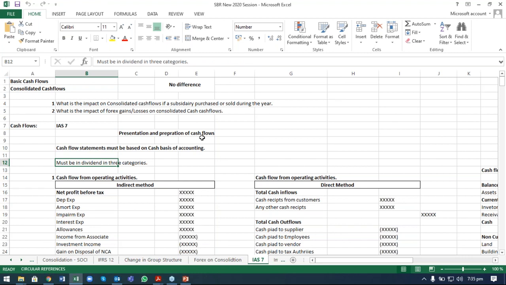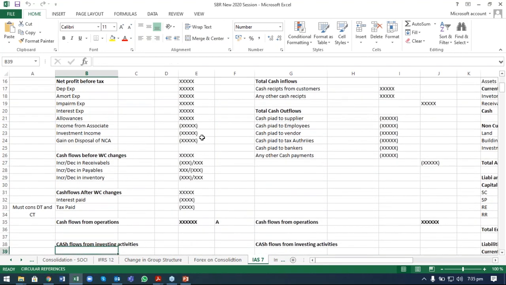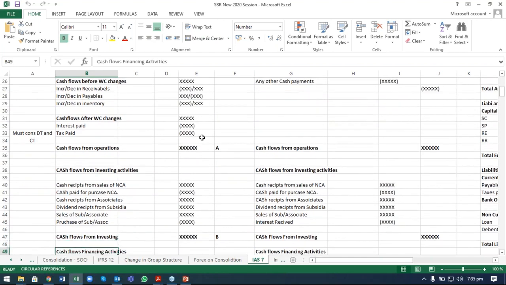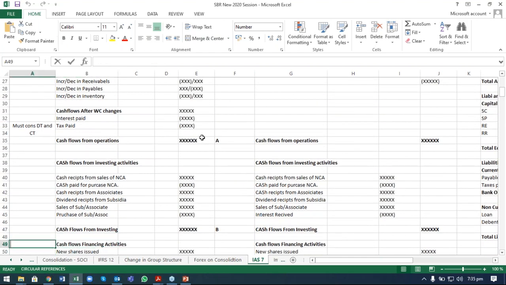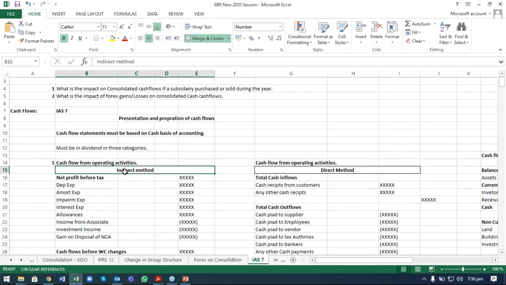There are 3 main sections provided by IAS 7. Those are cash flows from operating activities, cash flows from investing activities, and cash flows from financing activities. So these are the 3 main sections of your cash flows. Those were explained by IAS 7, how these 3 sections should be accounted for. We'll be looking into the details of these sections, but right now what I'm going to tell you is that there are 2 basic methods provided by IAS 7, the indirect method and the direct method.